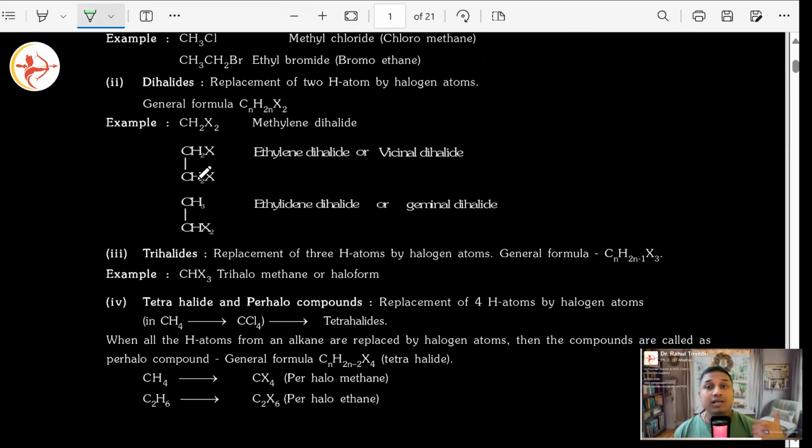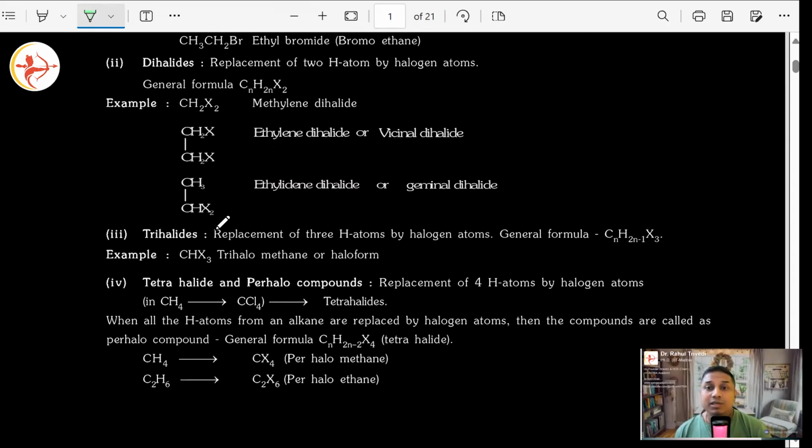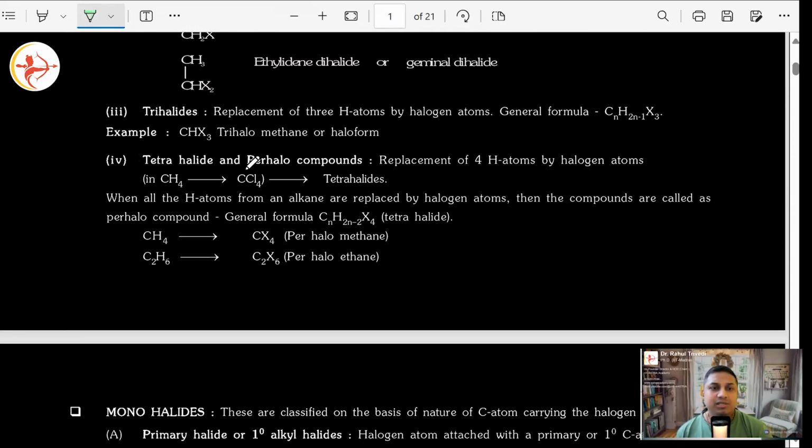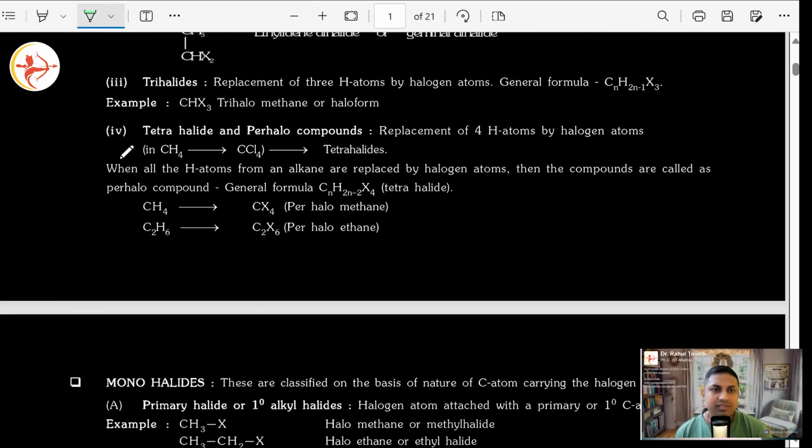Dihalides could also be of two types. That we also saw in the last chapter, if you remember. Vicinal dihalides and geminal dihalides. If they are on neighboring carbons, we call them vicinal dihalides. If they are on the same carbon, we call them geminal dihalides. Correct? For trihalides, some examples are given. Similarly for tetrahalides, some examples are given. I think you can make sense of it.